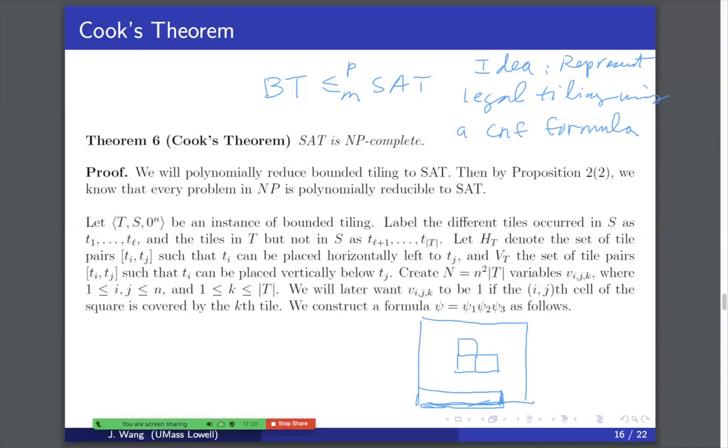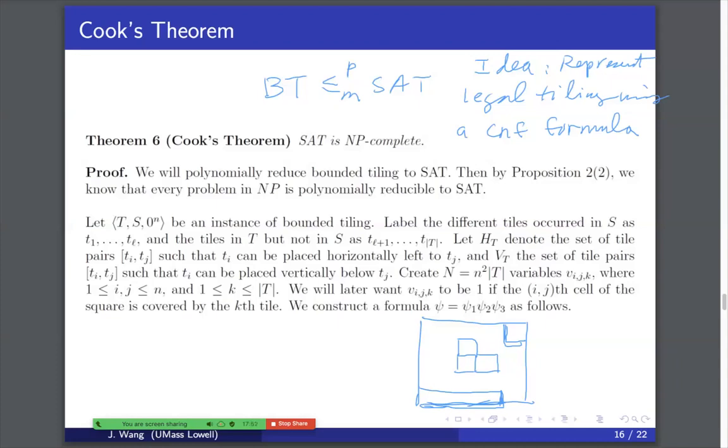And then we're going to say that for each cell, we must have at least one tile covering it, and also at most one tile covering it. So that means exactly one tile. After that, we are going to show that an instance of bounded tiling is positive if and only if the Boolean formula we use to represent this legal tiling is positive. So that's the idea of the reduction. Now let's look at the details.